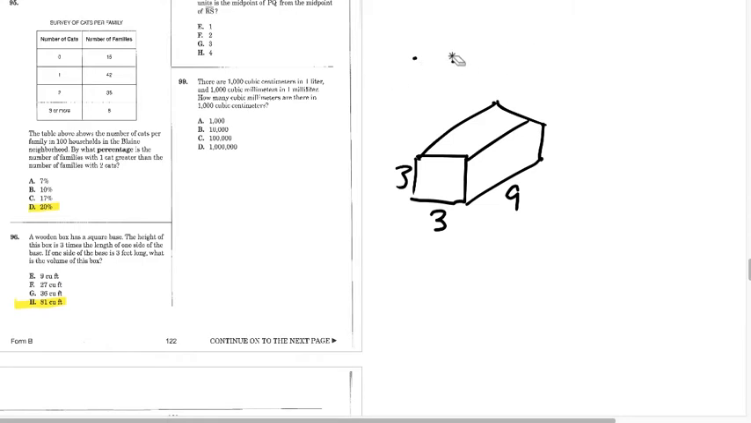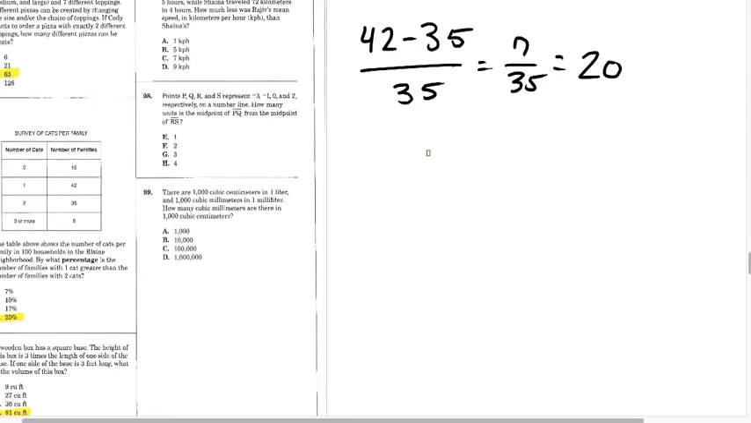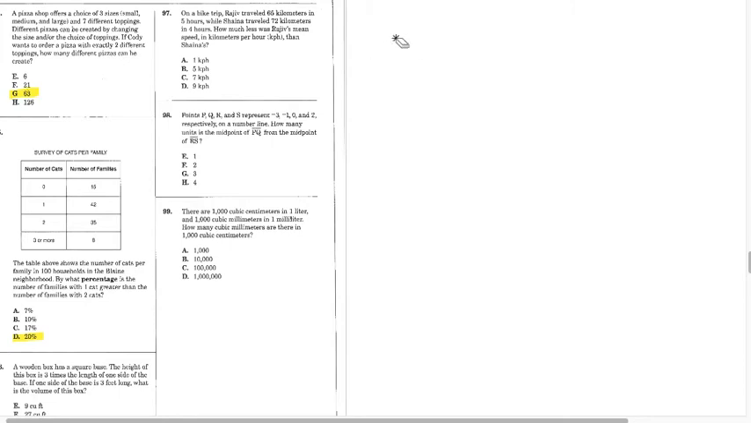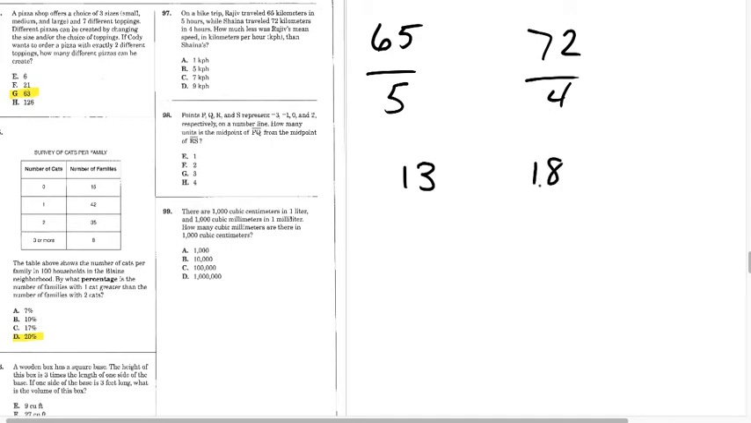Back to the top here in just a second for number 97. We are on a bike trip traveling 65 kilometers in 5 hours. Or we can go 72 in 4 hours? And we want to know the difference in the mean. So 65 divided by 5 is 13. 72 divided by 4 is 18. 18 minus 13 is 5. So our answer is B, 5 kilometers per hour.